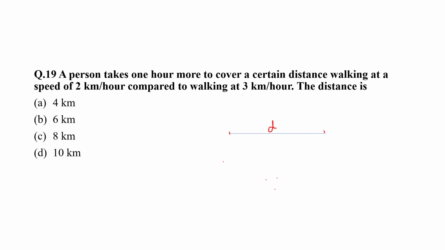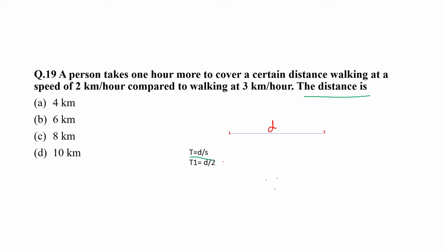Question number 19. A person takes 1 hour more to cover a certain distance walking at a speed of 2 km per hour compared to walking at 3 km per hour. We have to find out what the distance will be, right? Suppose d is the distance, and time is equal to distance upon speed. So what is the formula of time? Time is equal to distance upon speed.